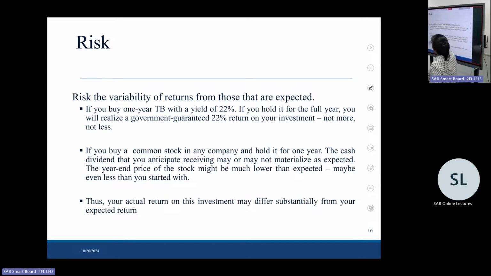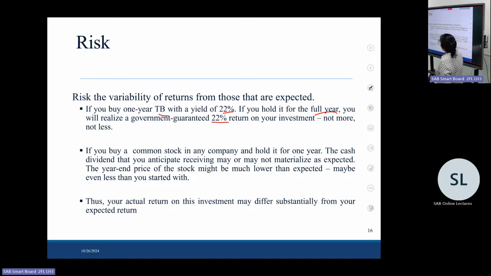Right. So now if you look at this one, if you buy a 1 year TB, treasury bill, with a yield of 22%, and if you hold it for the full year, you will realize a government guaranteed 22% return. So not more, not less. That is why we call it risk-free.